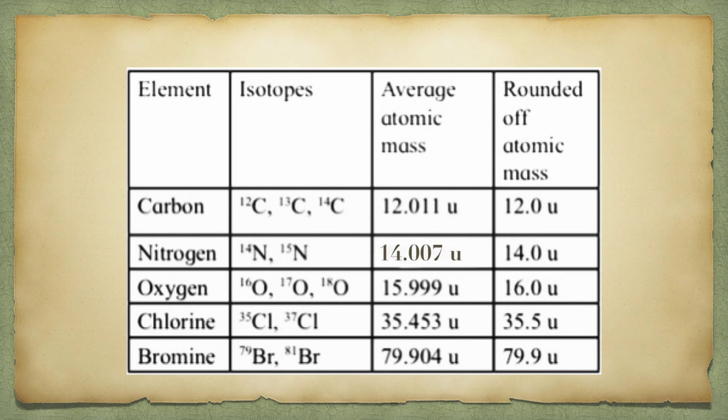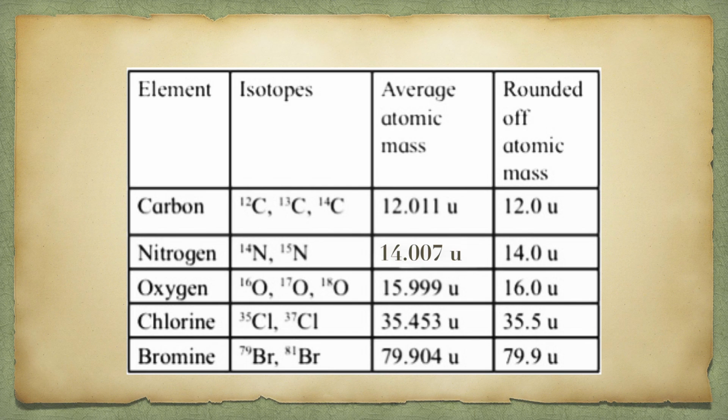Next one, oxygen. Oxygen exists in three isotopic forms, that is oxygen 16, oxygen 17 and oxygen 18. The average atomic mass is 15.999 U and its value is 16.0 U. Next, chlorine. Chlorine exists in two isotopic forms, that is chlorine 35 and chlorine 37. The average atomic mass is 35.453 U and its value is rounded off to 35.5 U.